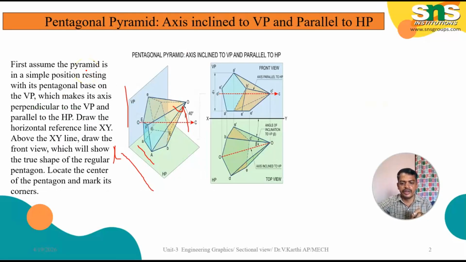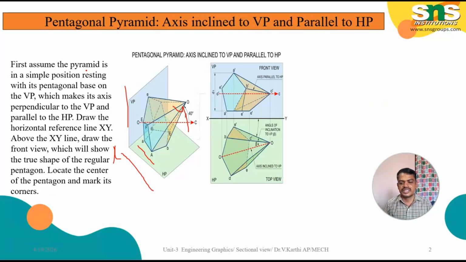Draw the front view, that means the elevation. Project vertical lines from all base points. Mark apex O' above the center, with height equal to the axis length. Join the apex to all base corners. Show visible edges clearly. Now the pyramid is in simple position.